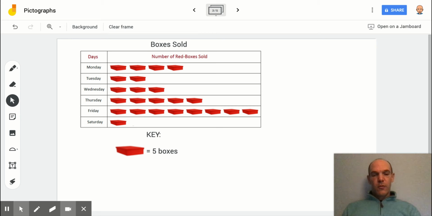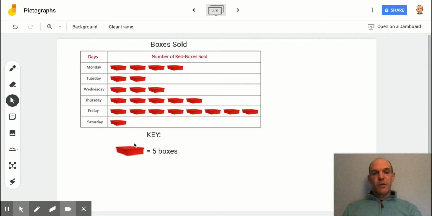Hi there, everybody. What I wanted to do today was talk a little bit about pictographs. We have just begun a new unit in math on graphing and data. A pictograph is a way to represent data that uses symbols or pictures. The picto in pictograph stands for pictures.